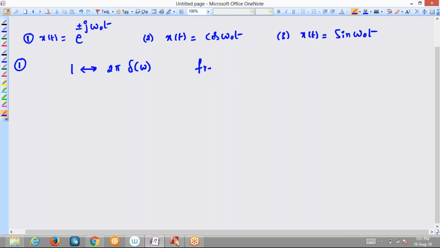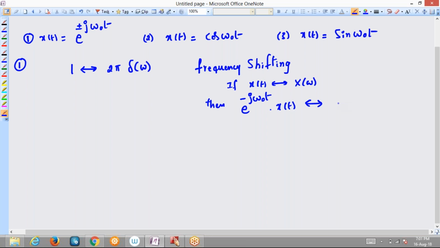Now we have the frequency shifting property of the Fourier transform. It says that if x of t has the Fourier transform x of omega, then e to the power of minus j omega naught t times x of t has the Fourier transform x of omega plus omega naught. So here, if x of t is equal to 1, then e to the power of minus j omega naught t has the Fourier transform 2 pi del of omega, with omega replaced by omega plus omega naught.